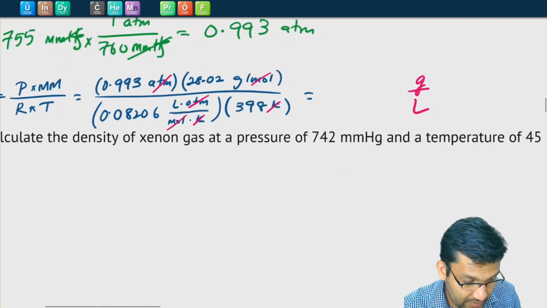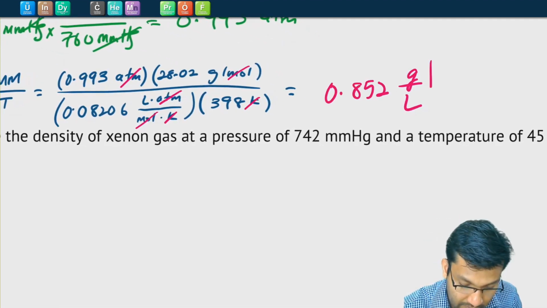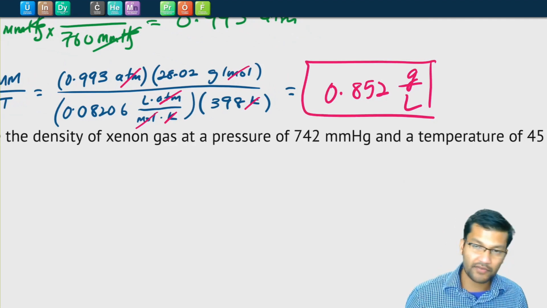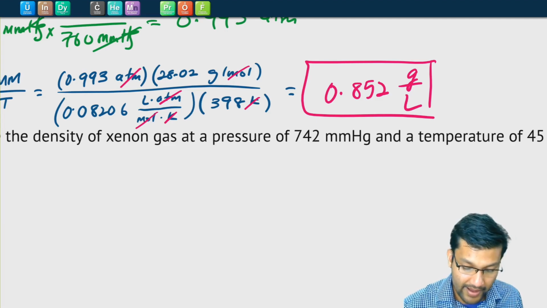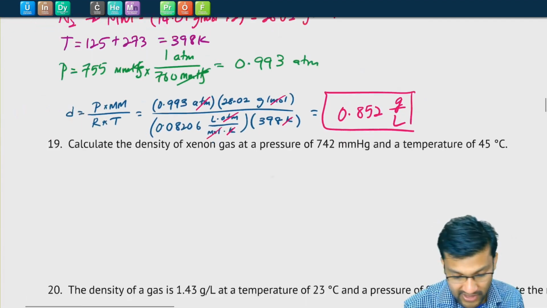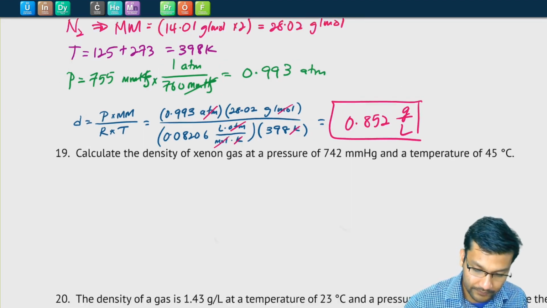And if I punch this into my calculator, I should get 0.852 grams per liter. If you want to convert this to grams per milliliter, you just divide by 1,000. But in this case, they didn't say what units to put the density in, so we'll keep it as grams per liter, mass over volume.